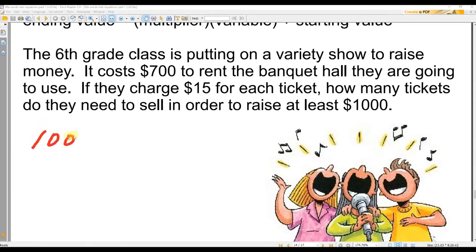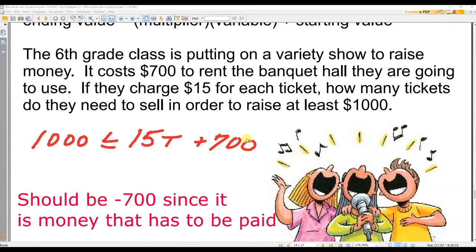$1,000. So they will actually want to raise more than that, don't they? Greater than or equal to $15 times the number of tickets plus the $700 just to rent the hall. That models it. They want to make more than $1,000. They get $15 for each ticket plus the $700 just to rent the hall.